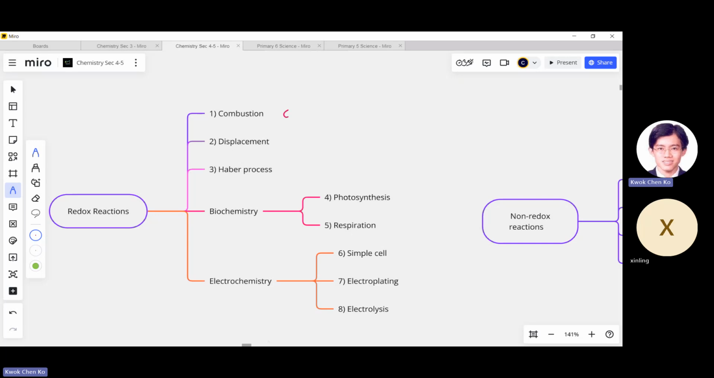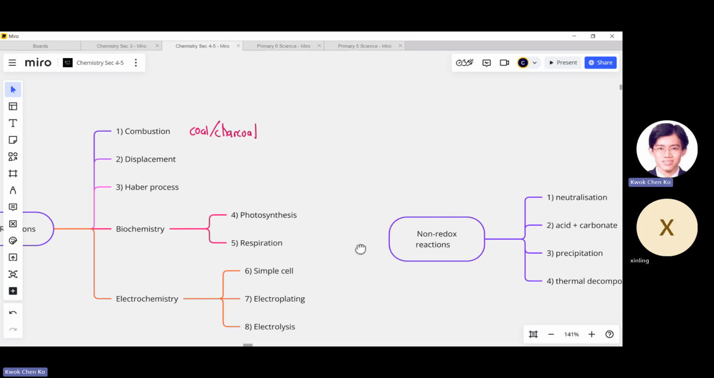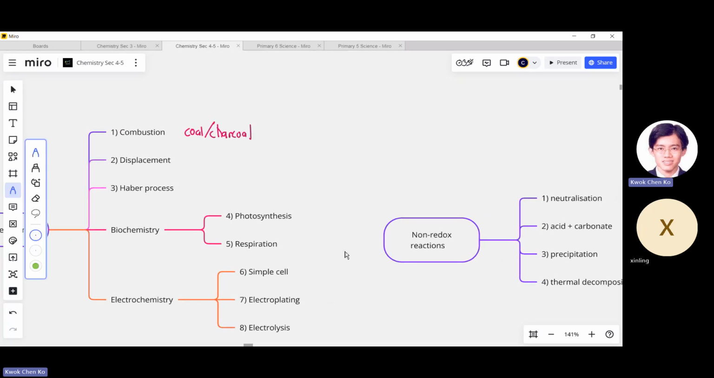Let's say you have coal or even charcoal. And you will be asking what is the chemical formula for coal or charcoal. Essentially, it's made of mainly carbon, so I can write it as C. Oh, by the way, this is just one example. There are obviously many, many examples of combustion.